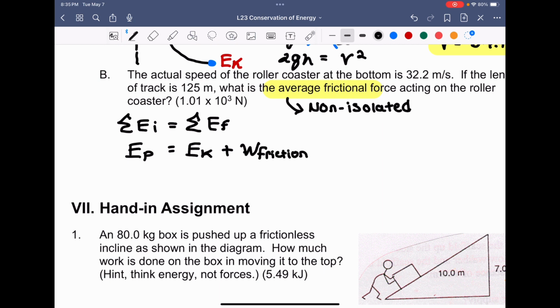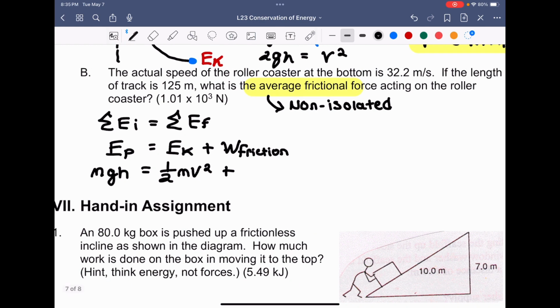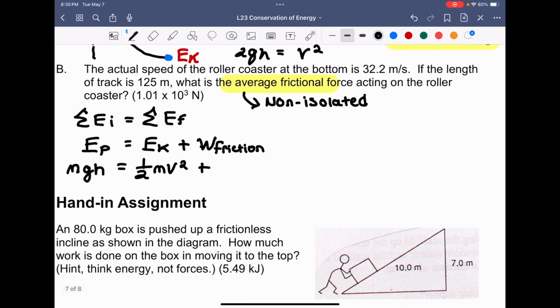Now we're going to expand this out. This is going to be mgh is equal to 1/2 mv squared, and then this is going to be plus, if we want to figure out what the frictional force is, what we can actually do here is expand this based on the definition of work. We know work is force times the distance traveled. And so if it's force times the distance traveled, I can write this as the frictional force, delta D.